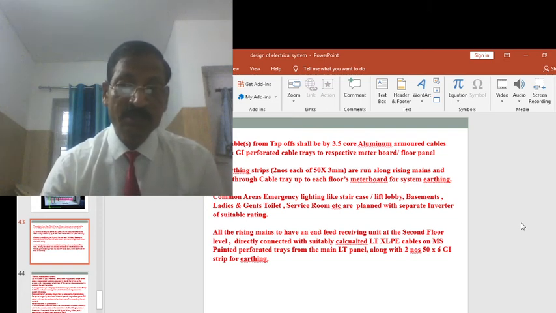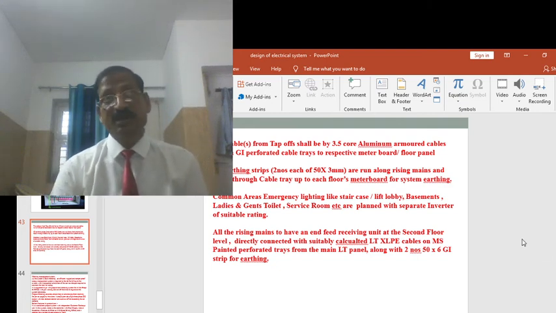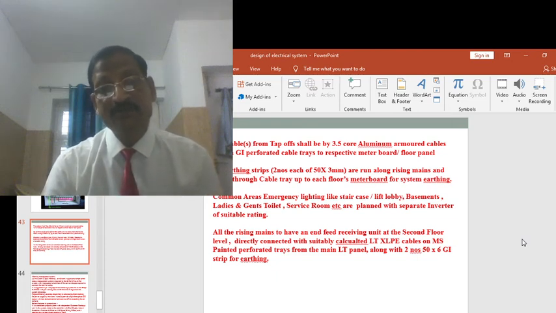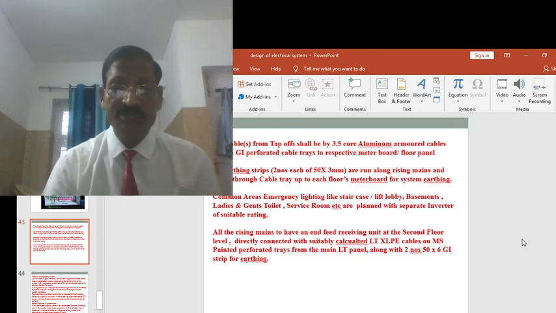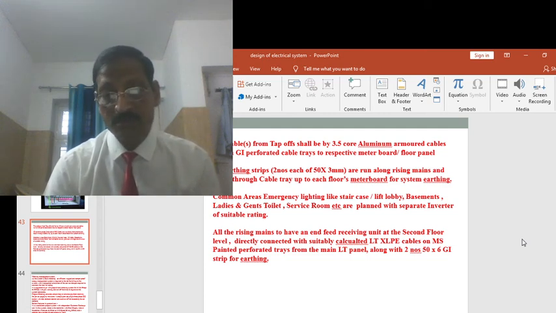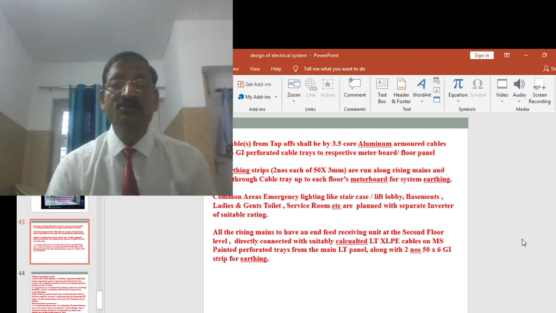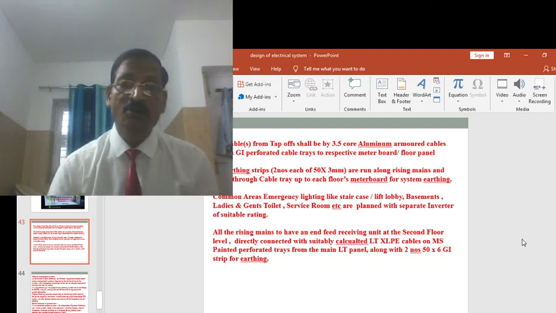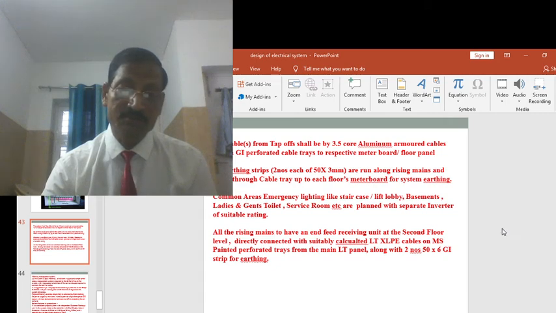We have to do the cabling and earthing to common area, emergency lighting in staircase, lift, lobby, basement, ladies, gents toilets, all rising mains. So we have to take the supply from the main panels to the top of the building through rising mains, and at each floor there is a tap-off box. From tap-off box we feed to the meter panel, and from meter panel we give the supply to all offices or apartments.